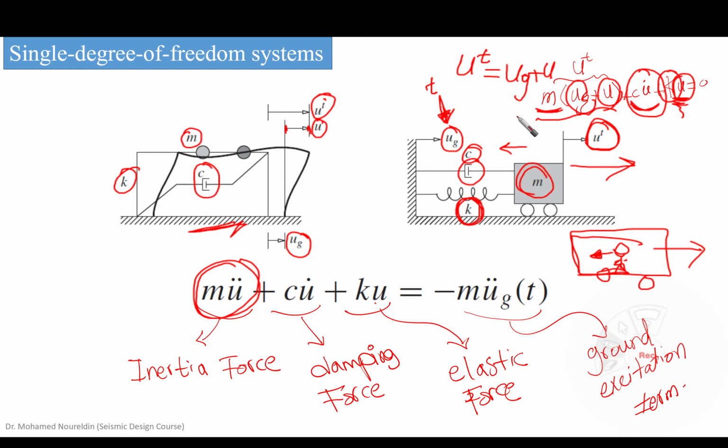So we put this equation here, which is the total equation, in a clearer form. So we have m times u double dot, which is the acceleration.